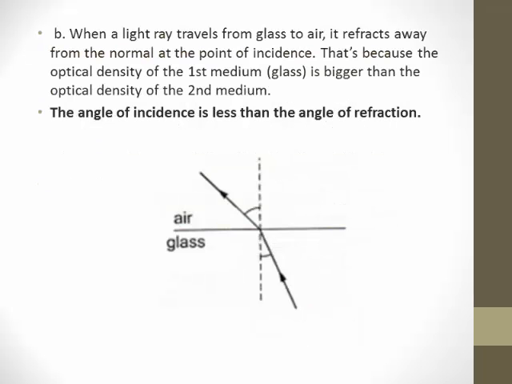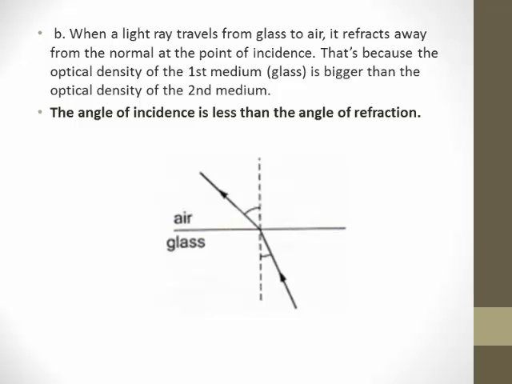Number B: when a light ray travels from glass to air. طب لو مشينا من العكس، من كثافة أعلى لكثافة أقل، it refracts away from the normal at the point of incidence. يبقى هيحصل لها ايه؟ increase ولا decrease؟ لو من glass لـ air طبعا هتزيد. ليه؟ لان قلنا الدينسيتي بتاعة الجلاس بتكون أعلى، فبالتالي الانجل بتكون أقل.